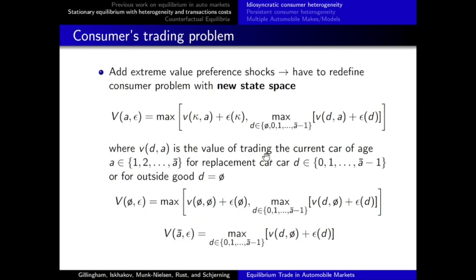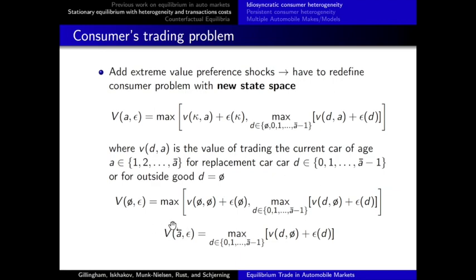So here is one of the choice-specific values: the value of trading the current car of age A for a replacement car D, where you can choose new ones all the way up to the clunker. Or you can also choose the outside good. The value of the outside good is the choice-specific value of not having a car, or the maximum value of having the outside good and then choosing to buy a new car.